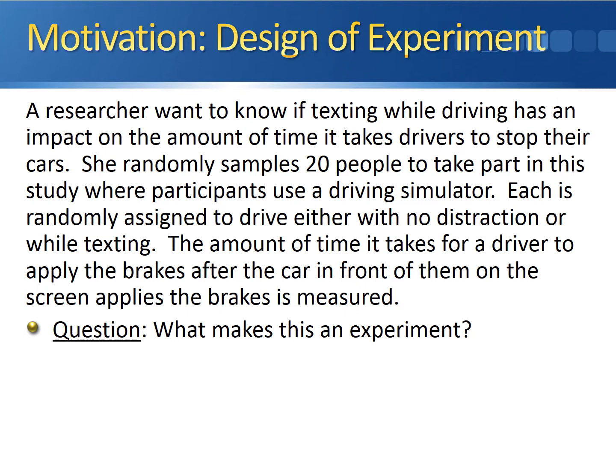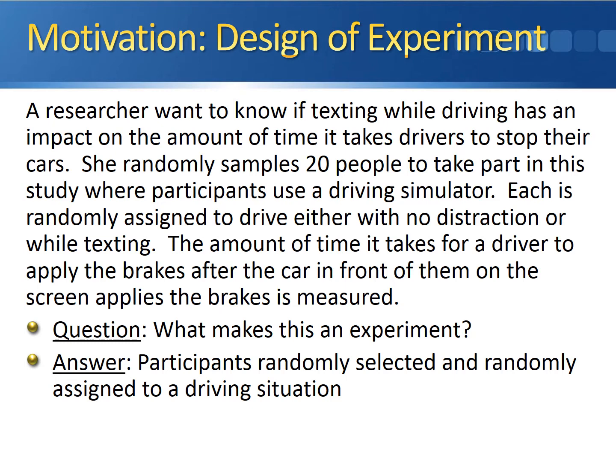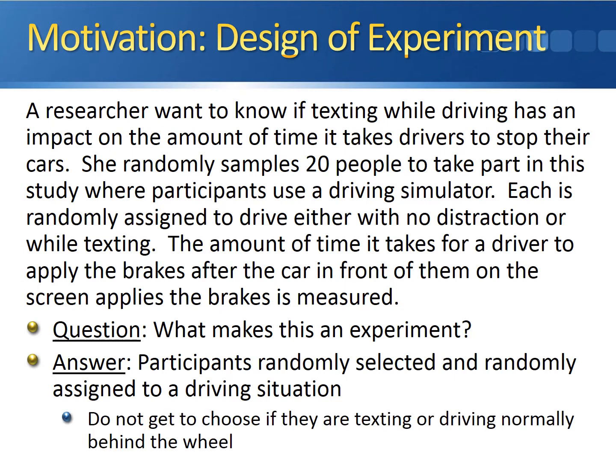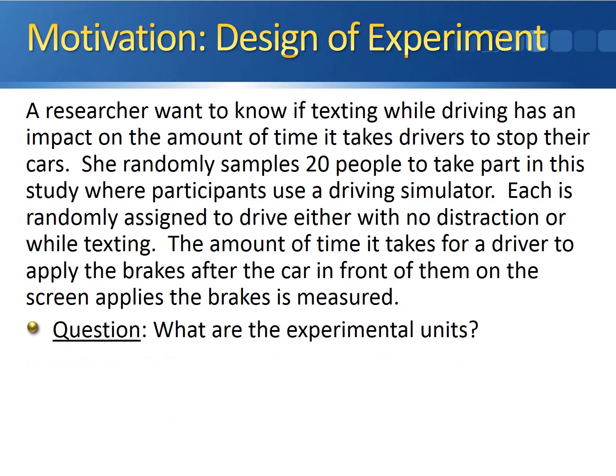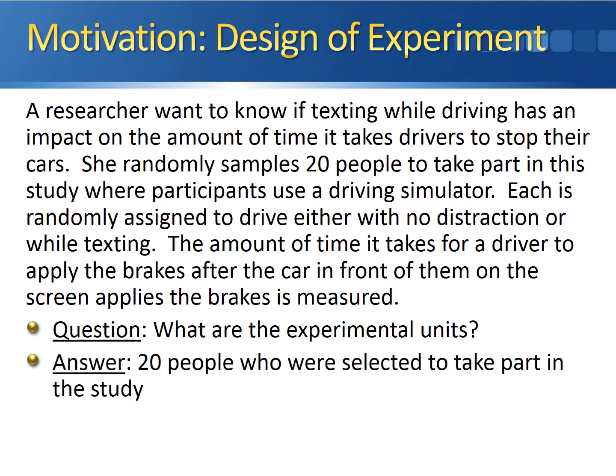The first question that I want to answer is what makes this particular study an experiment? In this study, the participants are being randomly selected, and then they're randomly assigned to a driving situation. They don't get to choose if they're texting or just driving normally behind the wheel. The researcher is telling them what they're going to be doing in this driving simulator. Next, I want to know what are the experimental units. Experimental units are the individuals that are involved in an experiment. So in this case, the experimental units are the 20 people who were selected to take part in this study. Because the participants are people in this experiment, we're going to call them subjects.